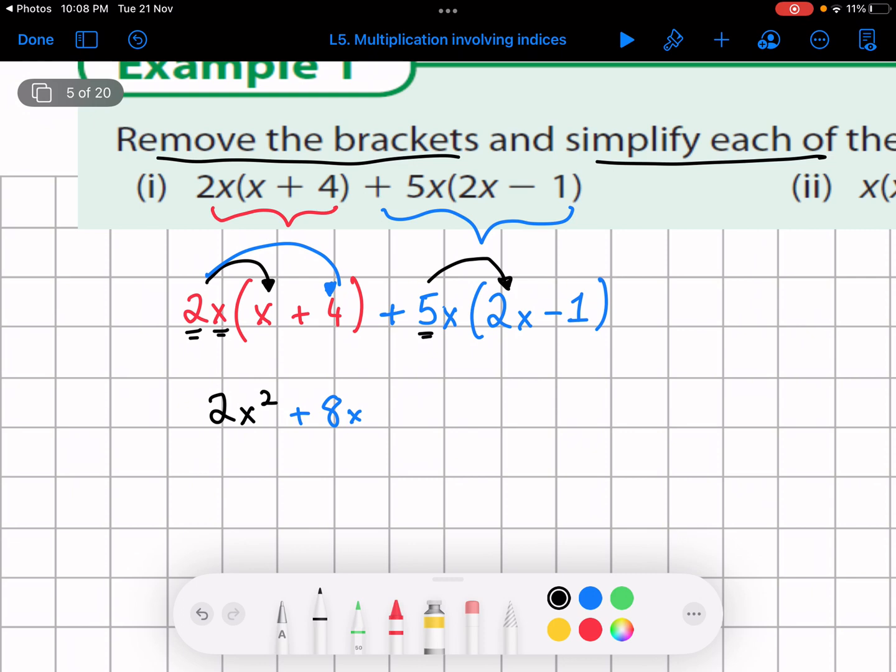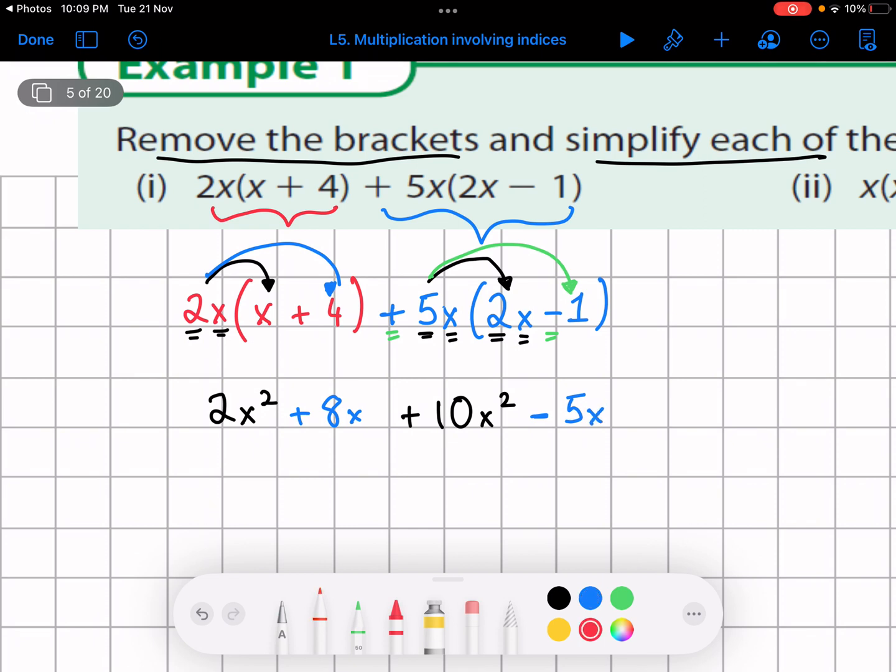So 5 multiplied by 2 equals 10. That would be plus 10. And x multiplied by x is x squared. Then we multiply the plus 5x by negative 1. And we have a plus and a minus here. So plus multiplied by a minus is a minus. So plus 5x multiplied by minus 1 will give us minus 5x.